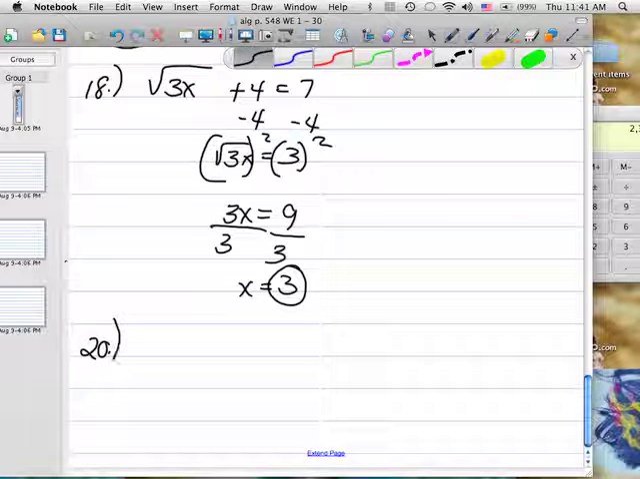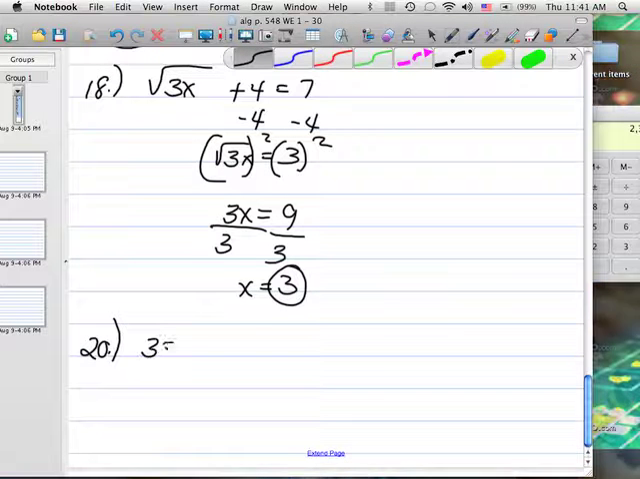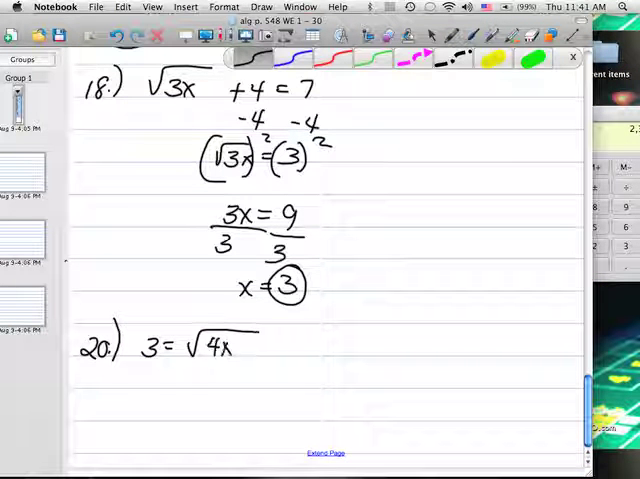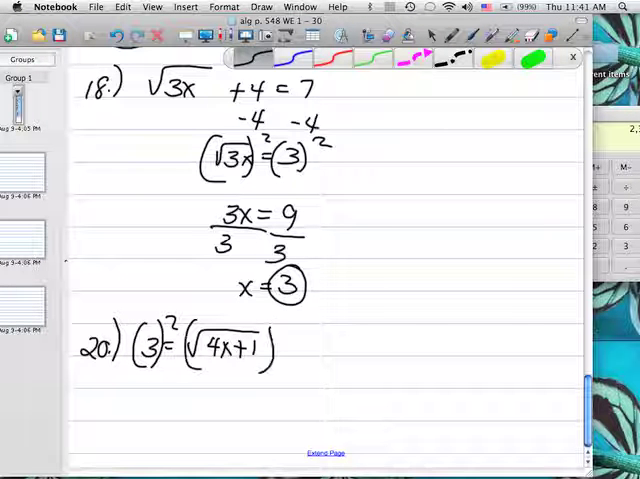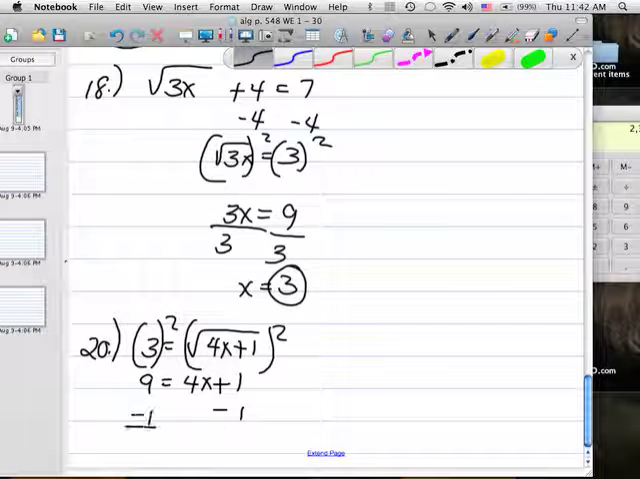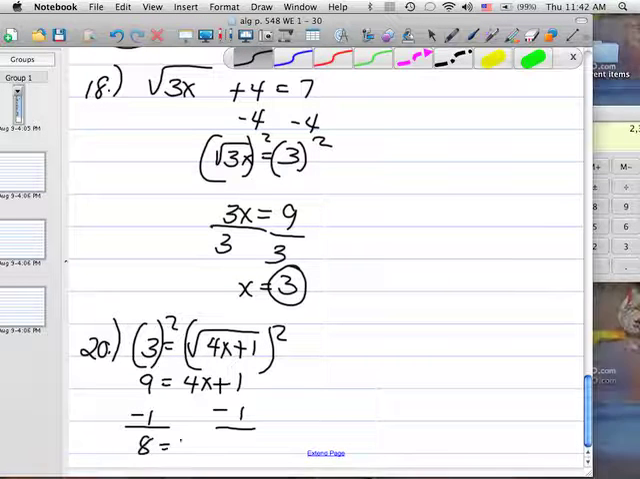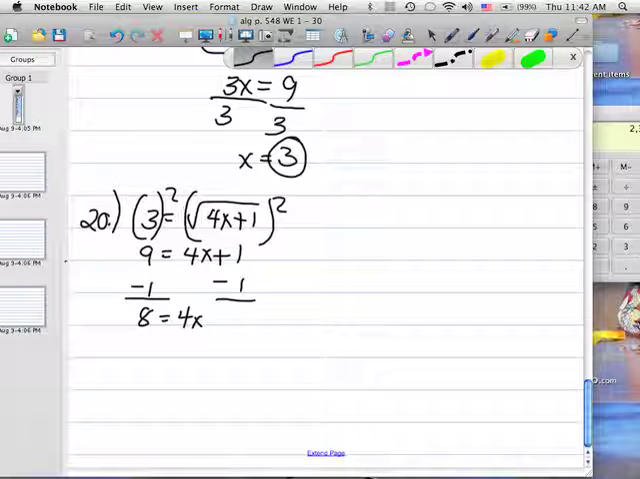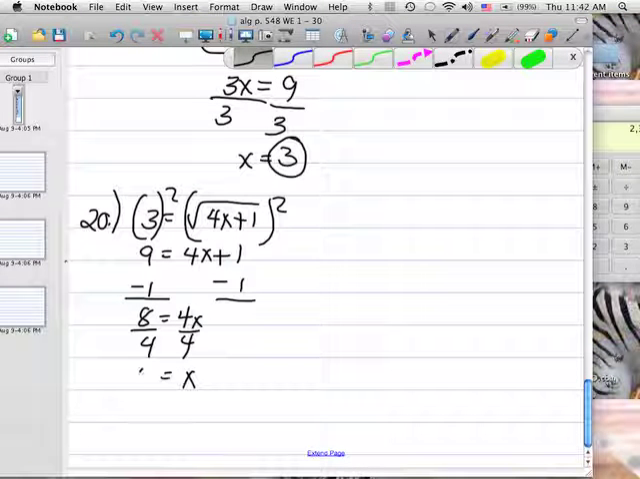Problem number 20, we have 3 equals the square root of 4x plus 1. Square both sides to get rid of the radical, and we get 9 equals 4x plus 1. Two-step problem, subtract 1. So we get 8 equals 4x. Divide by 4, and x equals 2, which is our solution.